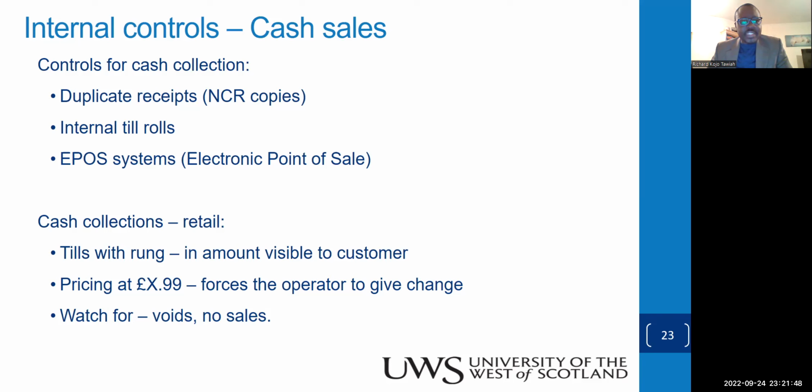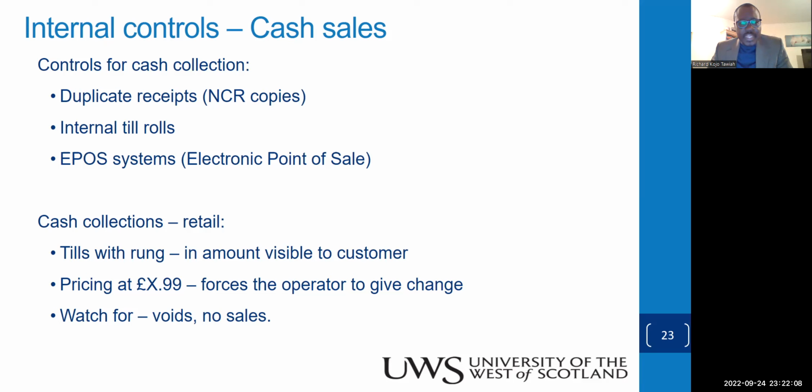Controls over cash collection: there should be duplicate receipts. Like I said, internal till rolls. You know what the till rolls are. I cannot just go anywhere, pick a till roll and fix it, issue the till rolls, and after that take the till roll and throw it away. No. It should be designated. Somebody should authorize you to pick up the till rolls.